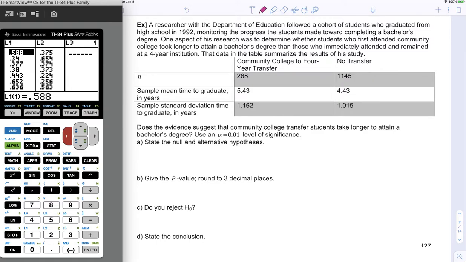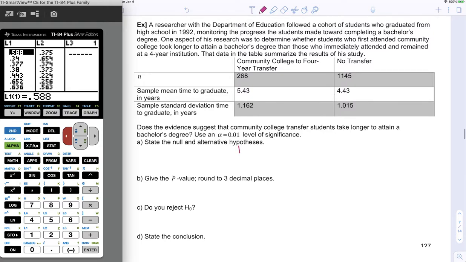Okay, so notice how we have, first of all, two different sample sizes, two different sample means, and two separate sample standard deviations. So we will need all 6 of these values to put into our calculator. So the question is, does the evidence suggest that a community college transfer student takes longer to attain a bachelor's degree using alpha equals 0.01 level of significance?